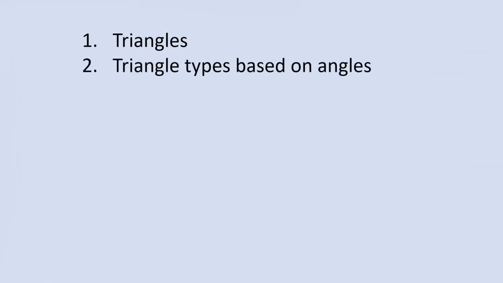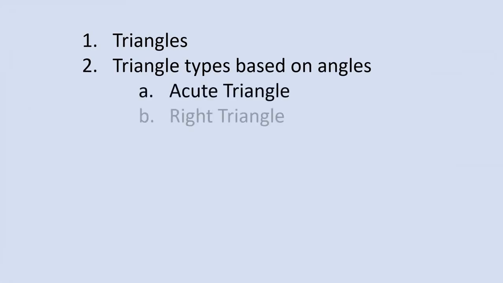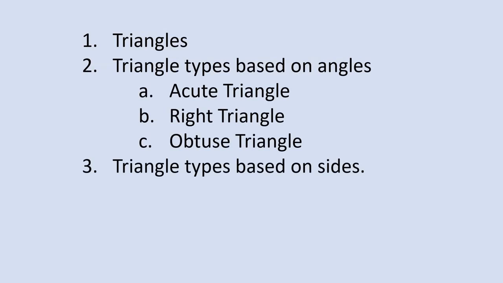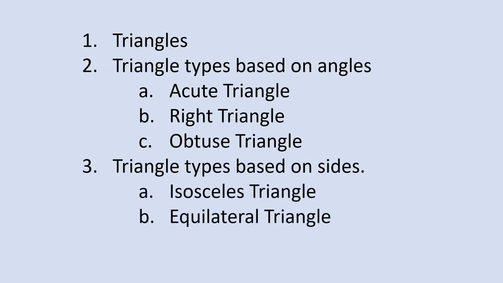You will learn about triangles, triangle types based on angles, which are acute triangle, right triangle, and obtuse triangle. Triangle types based on sides, which are isosceles triangles, equilateral triangles, and scalene triangle.